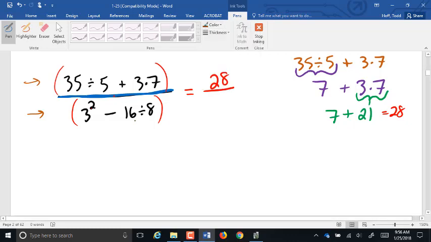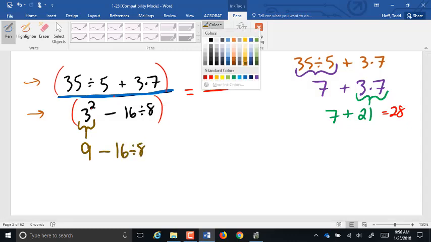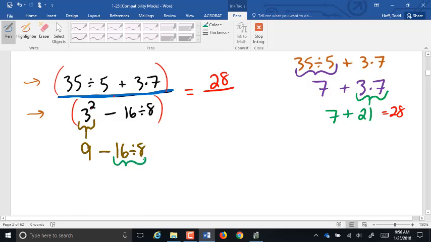So then on bottom here, what do we have to do first? The squared. I knew what you meant. 3 squared is 3 times 3 or 9. Perfect. And then 16 divided by 8 is 2. So 9 minus 2 is 7. So the bottom is 7. So we have 28 divided by 7, which is 4. Any questions?